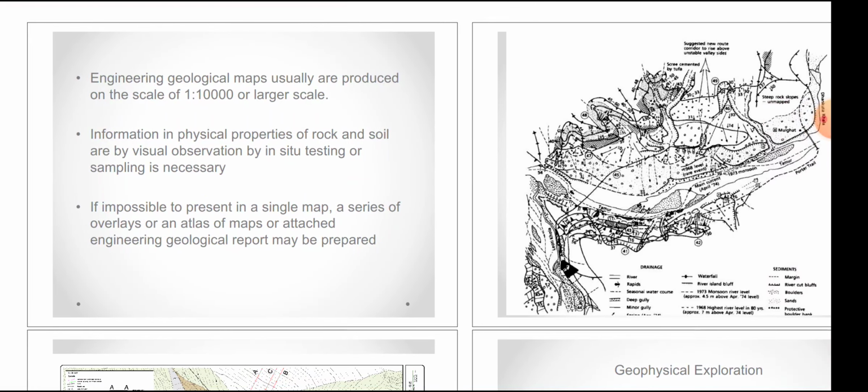Engineering geological maps usually are produced on a scale of 1 to 10,000 or larger scale. Information on physical properties of rock and soil is obtained by visual observation, and in situ testing or sampling is necessary. If impossible to present in a single map, a series of overlays or an atlas of maps or an attached engineering geological report may be prepared.